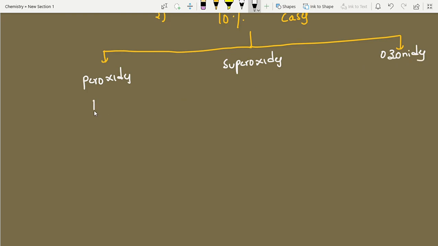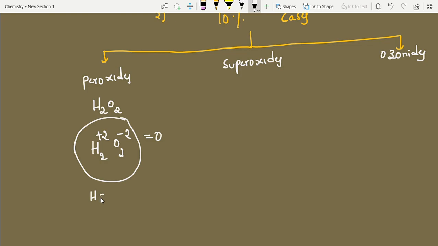Peroxide, H2O2. Suppose you don't know the oxygen oxidation state, but hydrogen is +1. Total compound value must be 0, always. So each hydrogen is +1, each oxygen is -1. In peroxide the oxidation state is -1.